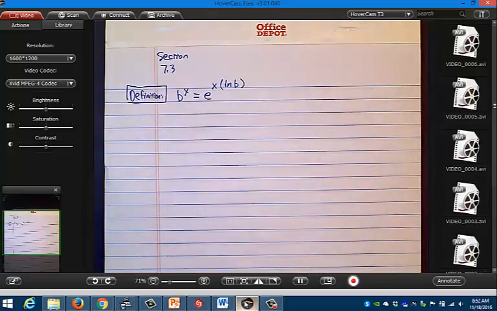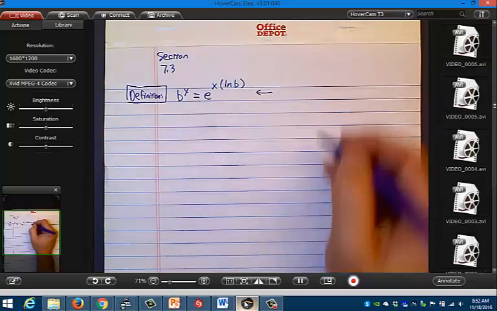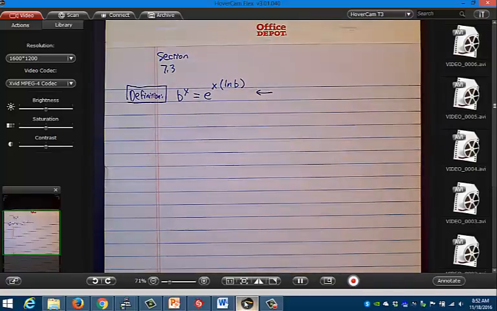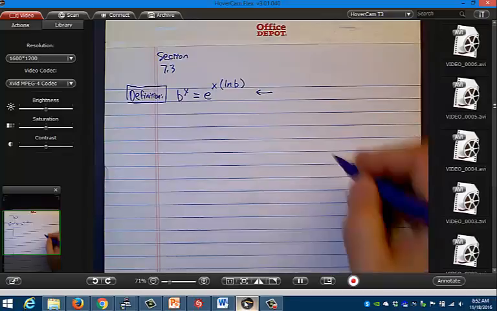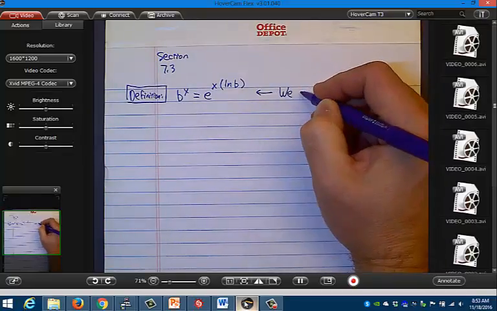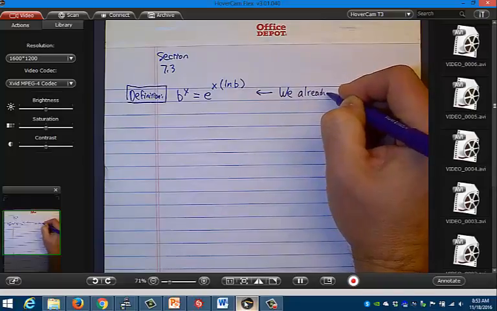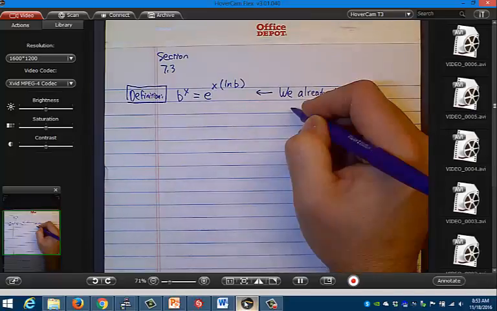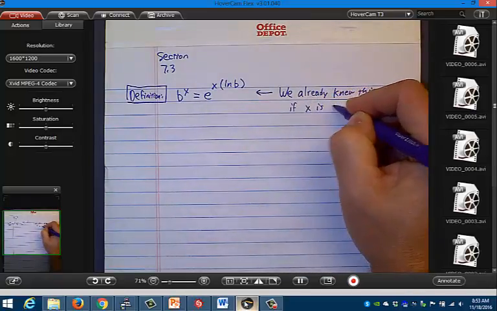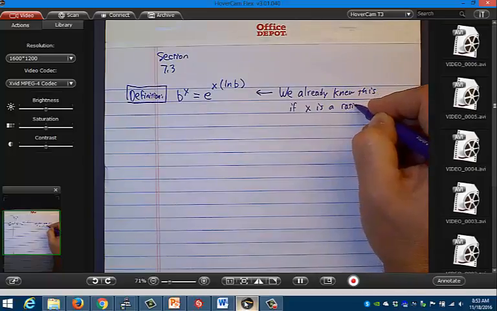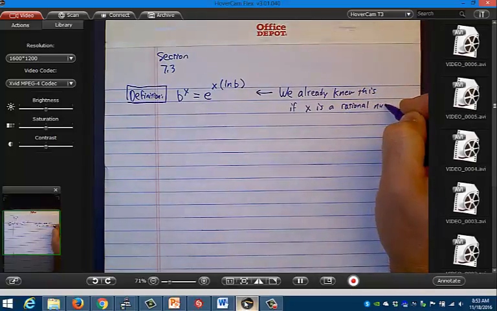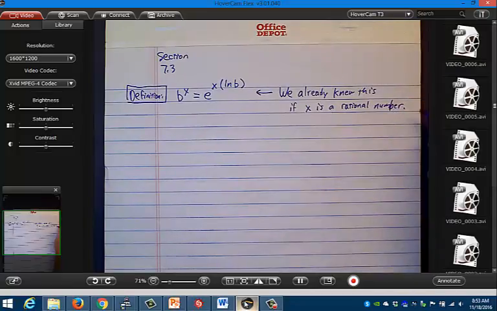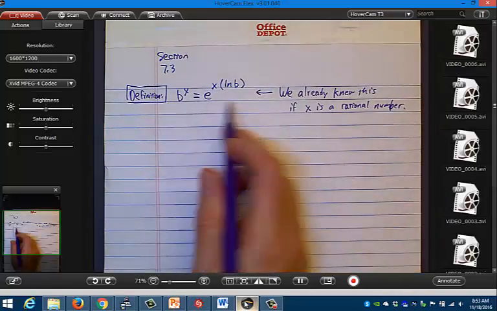Because first of all, just yesterday I did this in college algebra. I gave them the same exact formula yesterday. I think it's our pre-calculus class, so we're trying to get them ready for this class. So I'm going to say that we already knew this, if x is a rational number. We already knew this.